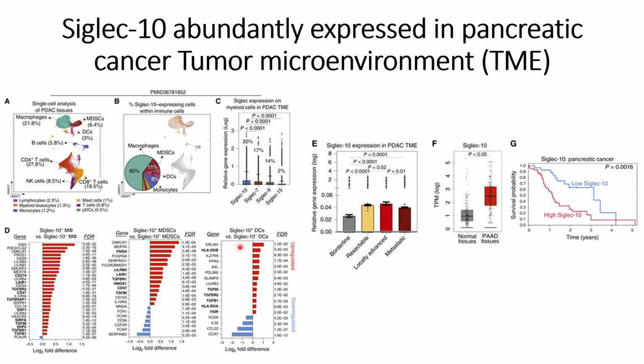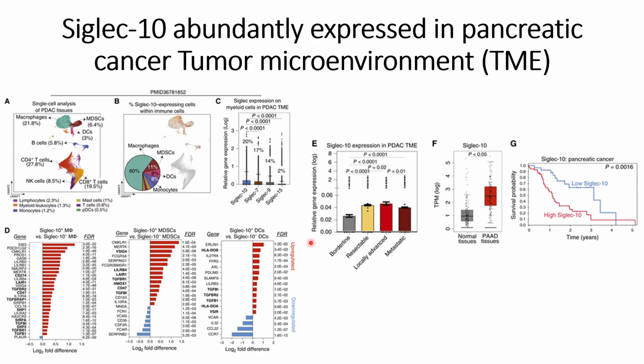Afterwards, in the dendritic cells, they were able to see that the antigen presentation receptors such as HLA-DOA and HLA-DOB seem to be reduced because of the high expression of Siglec-10. Though HLA-DOB seems to be high, however, its expression values are significantly lower compared to the Siglec-10 positive cells that are present in the tumor microenvironment.